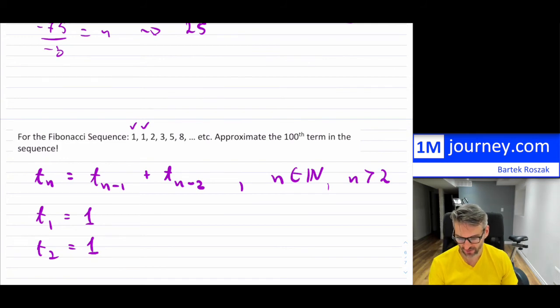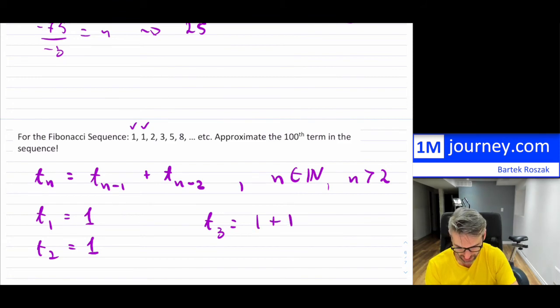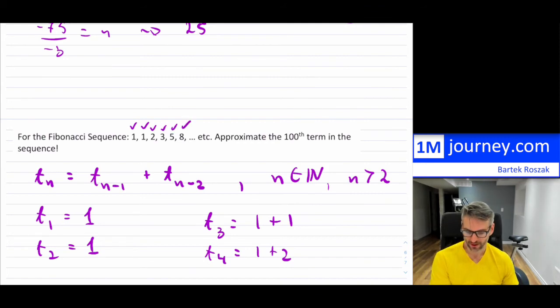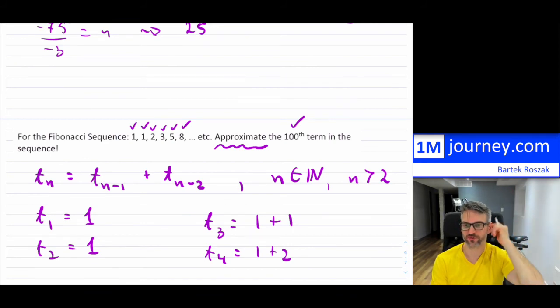So notice T3 is going to be 1 plus 1, right? Because it's T1 plus T2. T4 is going to be 1 plus 2, which is 3, and so on. Now the problem here is, if they ask us for the 100th term, I guess if you were given enough time, you can just keep going and adding and adding. But they do say approximate. So the key thing for this Fibonacci sequence, you may remember, I'll put a link up above to that video on the Fibonacci sequence.